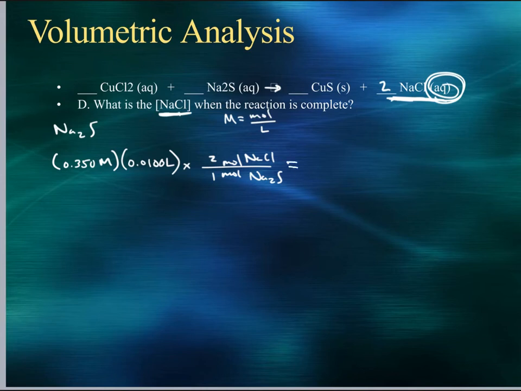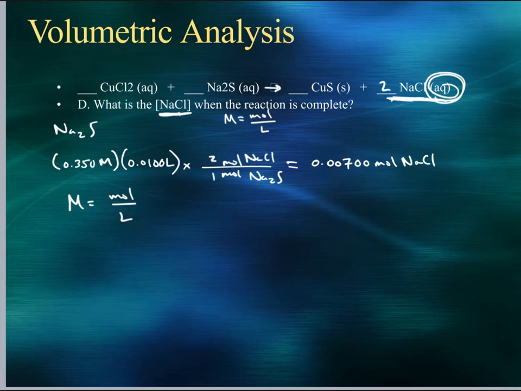All I got to do is this. So you have 0.350 times 0.01 times 2. And we get this rather small number, 0.007, and we're going to give it 3 sig figs, 0.00700 moles of NaCl. So that is the top half of my molarity equation.